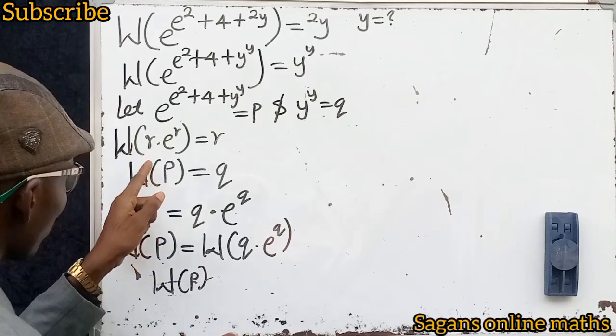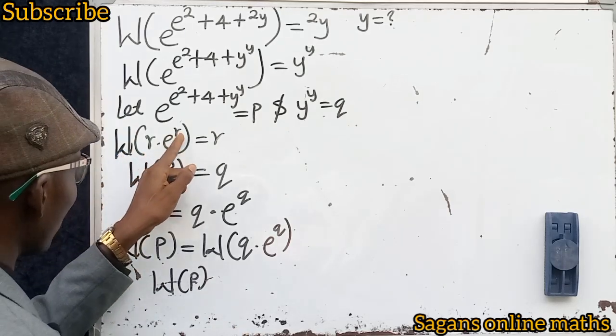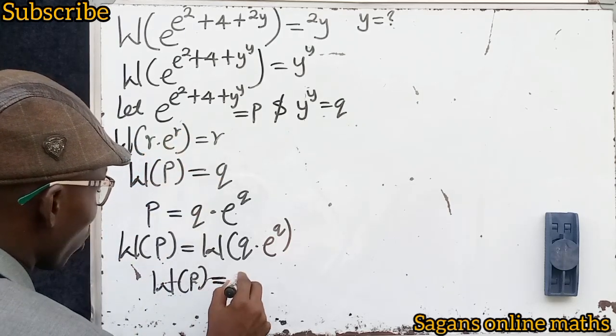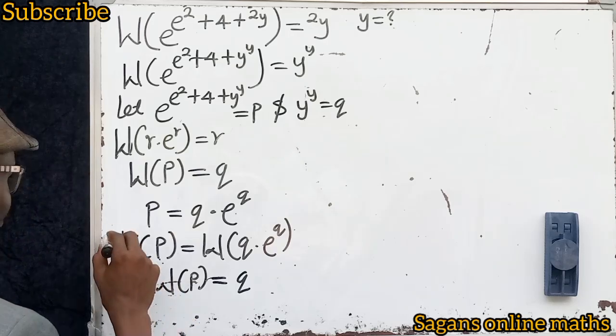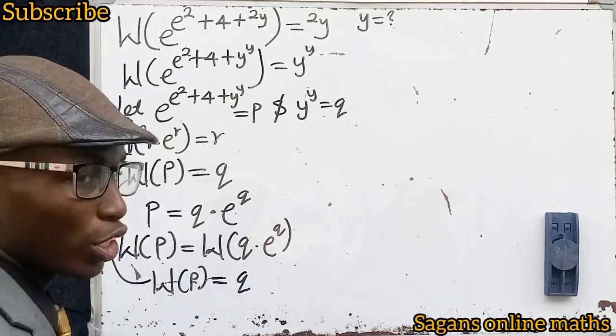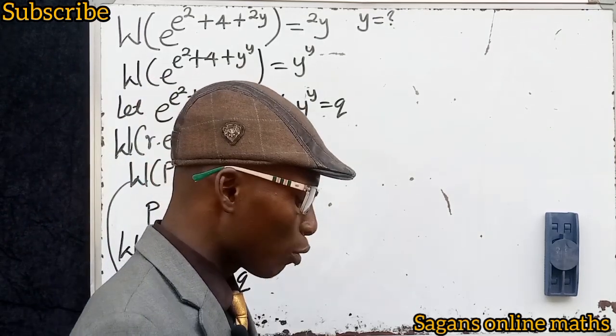Remember, by this definition, the Lambert W function of r multiplied by e raised to the power of r equals r. It means that this is equal to Q. That means this and this are the same. Can you see how simple and interesting it is? Now, what are we going to do?